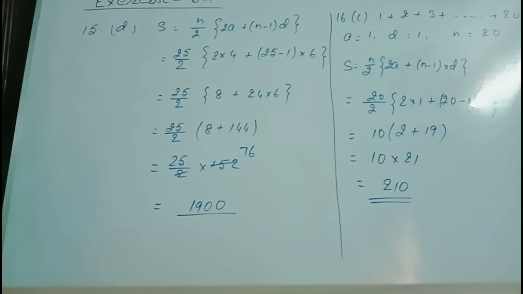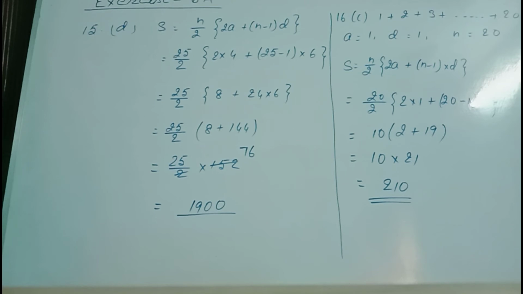In question number 15D, we are asked to add the terms that are in AP. So I have used here the formula S equal to n by 2 into (2A plus (n minus 1) into D). N is 25, A is 4 and D is 6. I kept all those values and I calculated this. I got 15D, that is the sum, 1900.